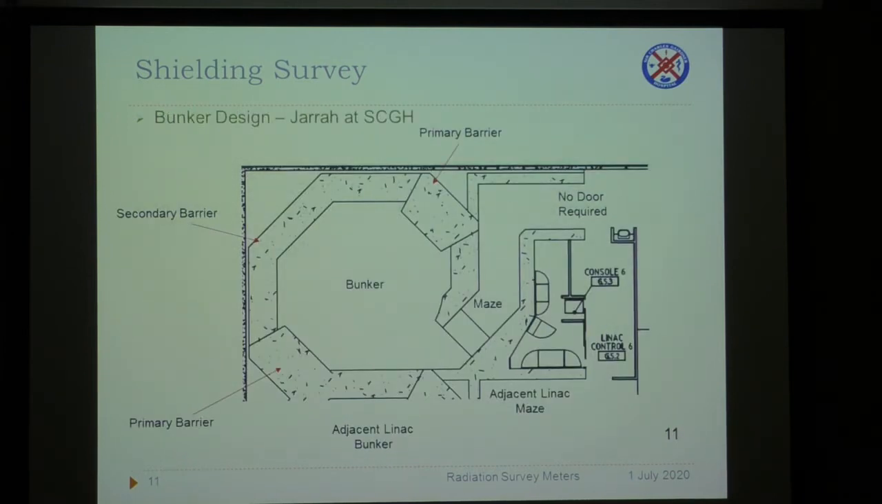Okay, this is a design of a bunker we have here. There are primary barriers, secondary barriers around here, and this is the maze. This is where the staff are, and this is where all the machinery is. And then there's an adjacent bunker here and an adjacent maze here.